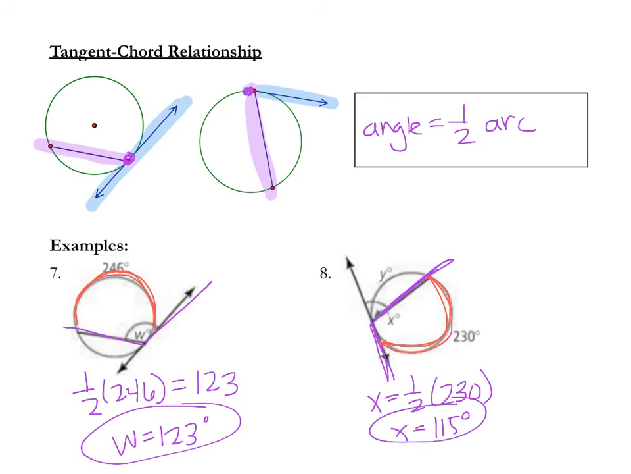And then you can actually find Y one of two ways. You can say, oh, it's just the other side of the circle. So I can do 360 minus 203, which is 130.